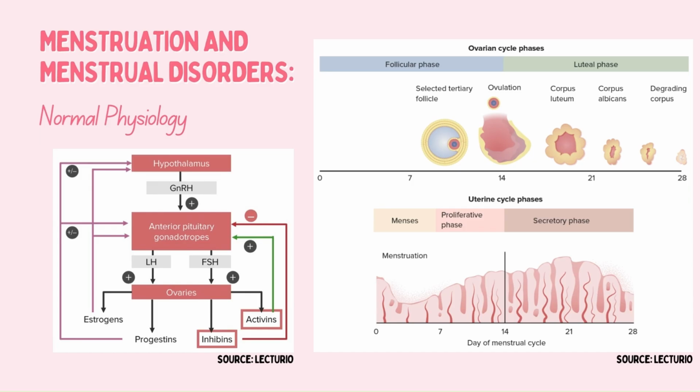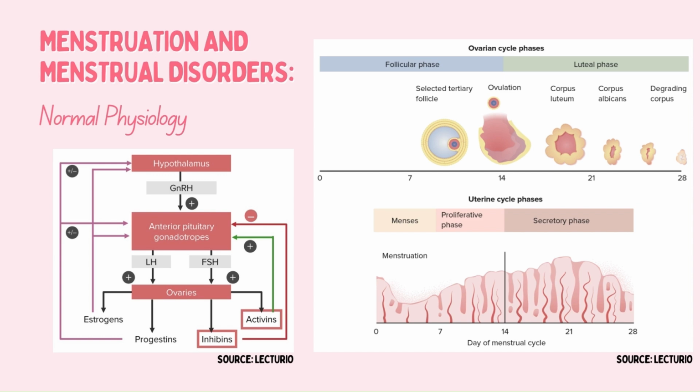So, normal menstruation has two components, the ovarian cycle and the endometrial cycle. I'm going to go over these one at a time and then link them at the end. So, the ovarian cycle has two phases with ovulation in the middle. So the follicular phase is first. It's days 1 through 12, and it begins with menstruation.